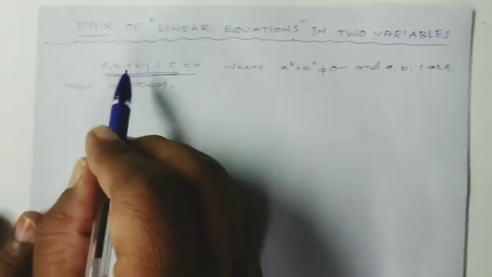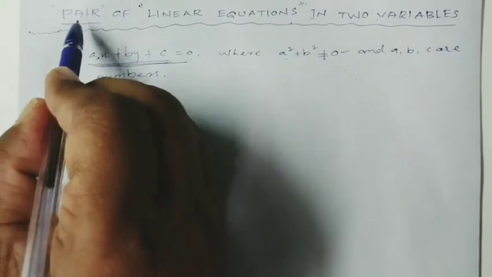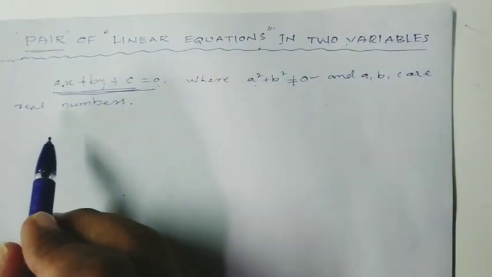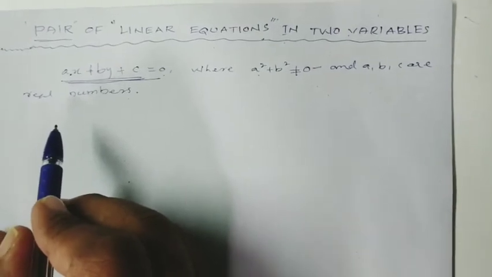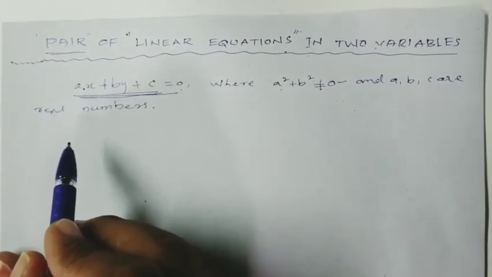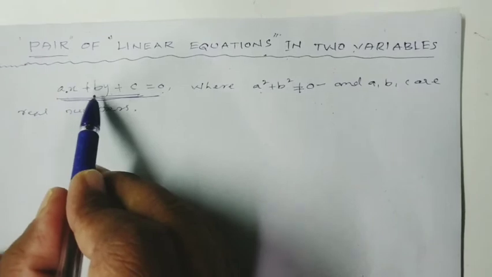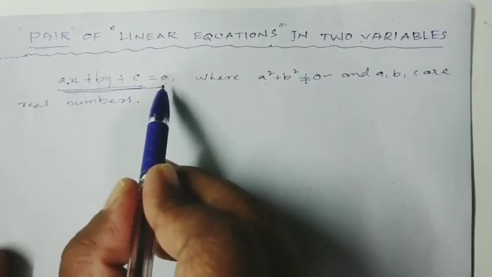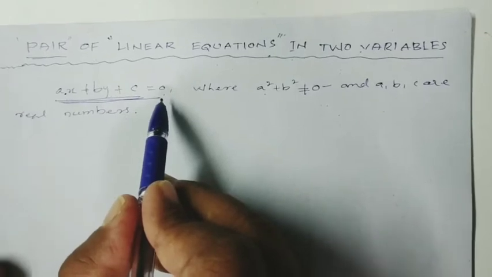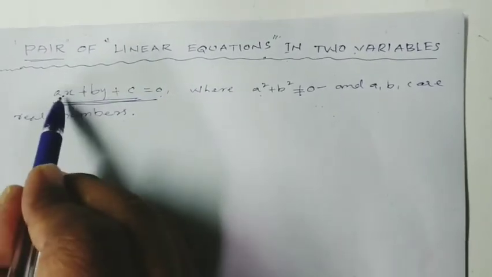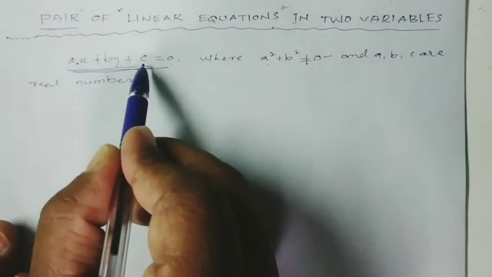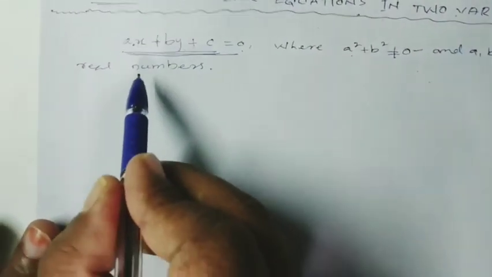Now we are going to write a pair of linear equations in two variables x and y. Pair means we have to write two linear equations. One linear equation means we can write ax plus by plus c equals 0. We are going to take two linear equations in two variables, so instead of a, b, c we are going to write a1, b1, c1, and in the other equation a2, b2, c2.